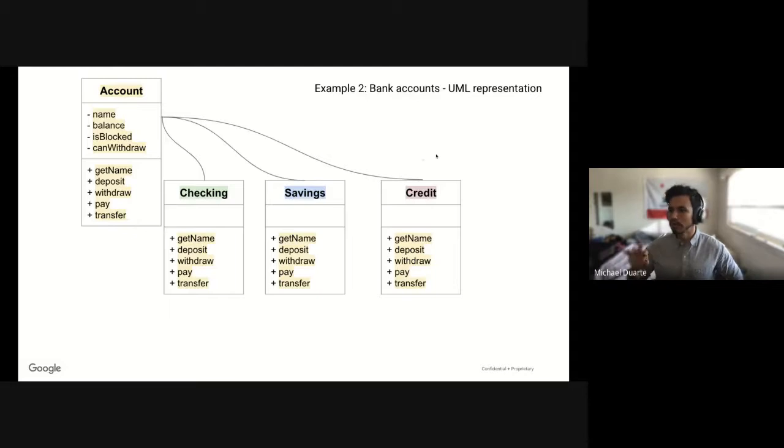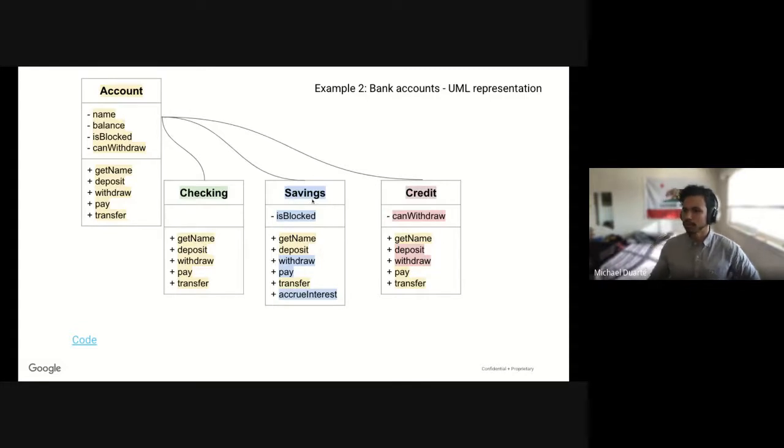This is for inheritance. You can see that I'm just inheriting what is defined in account. But if we look at the polymorphism side, we can see that we can override what the parent is doing. For example, for savings, this attribute code here is blocked. It's blocking me from withdrawing and making payments. But for credit, I just override the can withdraw to false. That way I cannot withdraw.